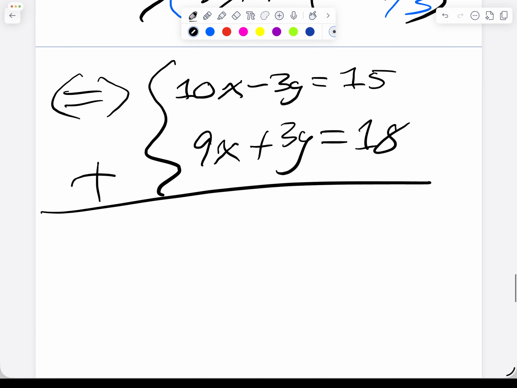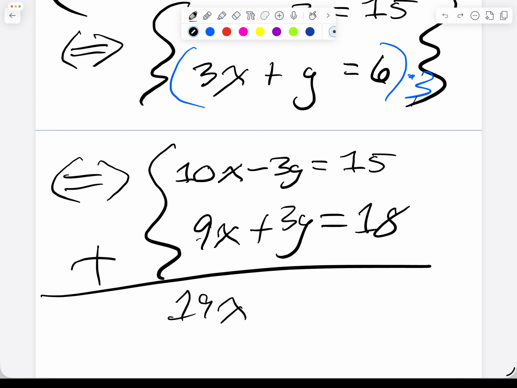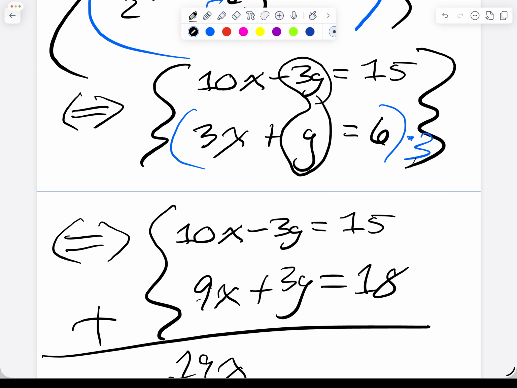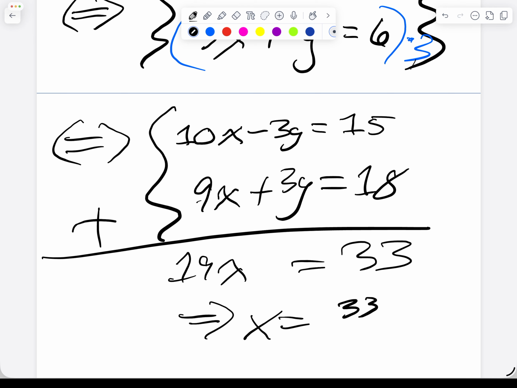To get what? 10 and 9 makes 19. Now the y's go away. That was the whole point of this. Why did I do that? Because I noticed I could make these go away if there was just a 3 there. So I put a 3 there. All right, and then the y's go away, and I get 33. Oh, that's a huge number. Okay, so the x is 33 over 19. And that's prime, so this won't simplify, right?